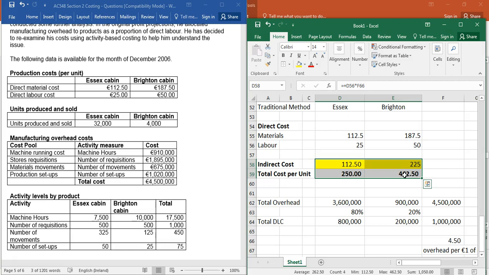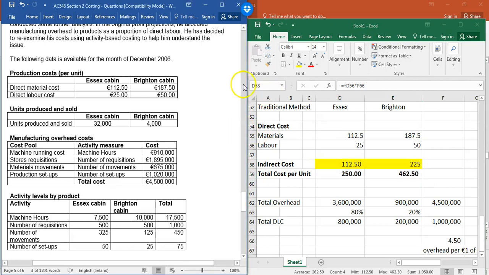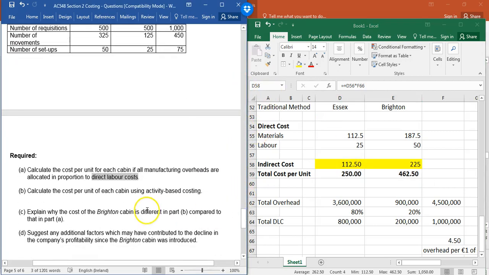If you're looking at the numbers, it's not just learning how to do them, it's actually interpreting what they mean and the implications of the numbers that you're given. Right, so that's the first part, part A. You're asked the question, calculate the cost per unit if overheads are allocated in proportion to direct labour costs. So we assume one cost driver.